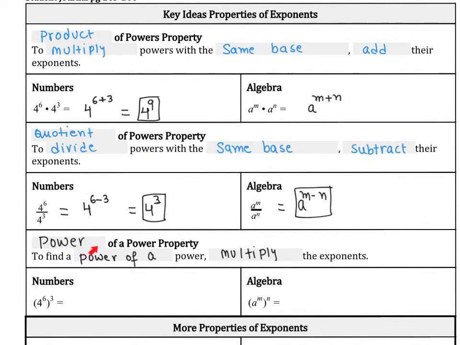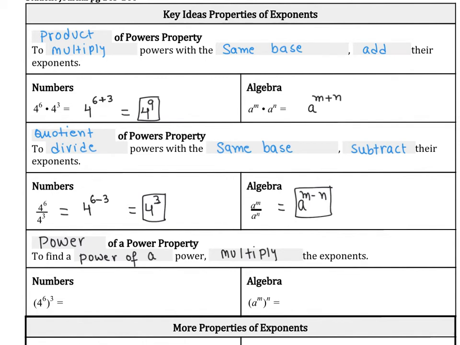Next is the power of a power property. It means that you have one power and on top of it you have another power, so it's called power of a power. To find a power of a power, multiply the exponents. For example, you want to find the power of 4 to the power 6, and outside is 3. In this case, you're going to multiply the powers.